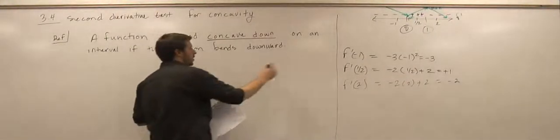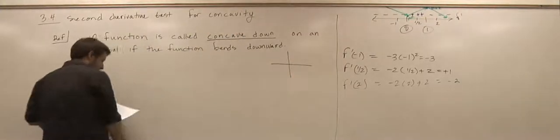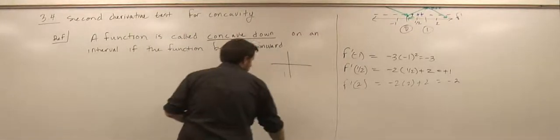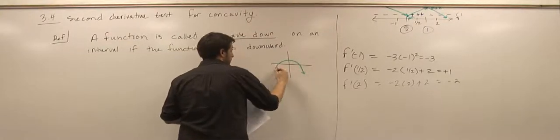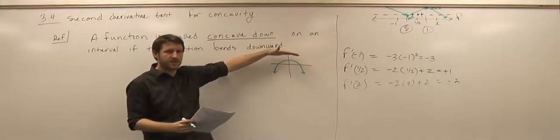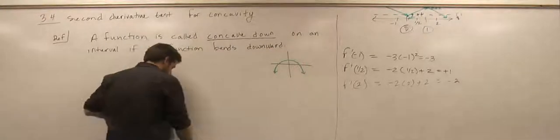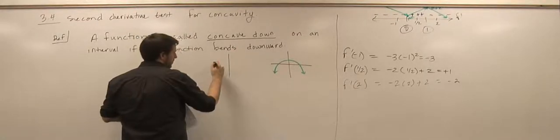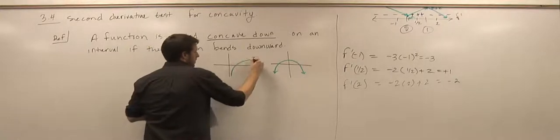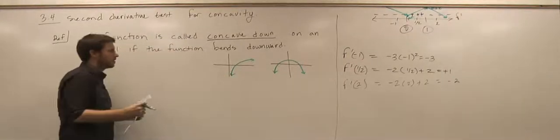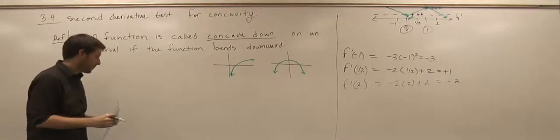As far as pictures go, you want to think of something like this, maybe? If you compare this to a straight line, you can think of it as a line kind of bent downward. Or another way to draw a possibility for concave down might be something like this. Again, if you think of a straight line, this guy would be bent down.